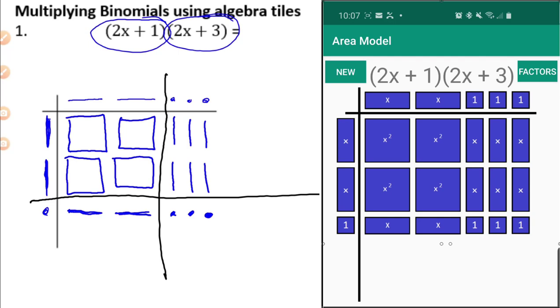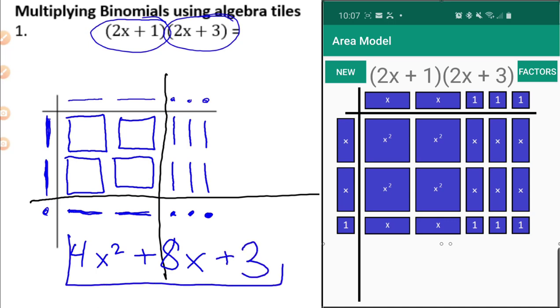And what is the answer then? So what's the answer for this problem? Well, how many x squareds do we have? We have 4x squareds. And then how many x's do we have? So count them up. We have 1, 2, 3, 4, 5, 6 on the right and 2 on the bottom. So that means I'm going to have 8 x's. And then how many unit tiles do I have? I have 3.